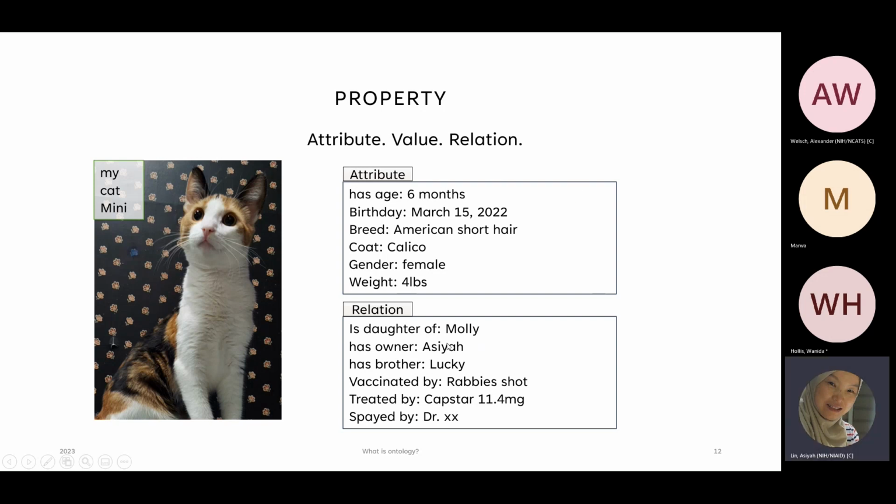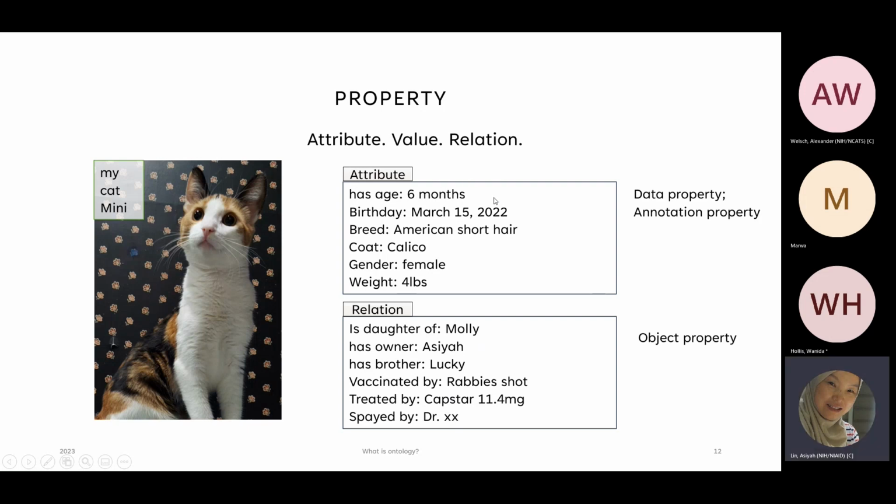This Minnie, she's a daughter of Molly. Molly is her mom, and she has an owner, me, and she's my pet. And she has a brother, her brother's name is Lucky, and she was vaccinated by a rabies shot at a certain date. And she was treated with Capstar 11.4 milligram, that is a flea treatment medication, and Capstar is a trade name. And she's spayed, spayed by this Dr. X. And you can see the differences between these two kinds of property related to this Minnie.